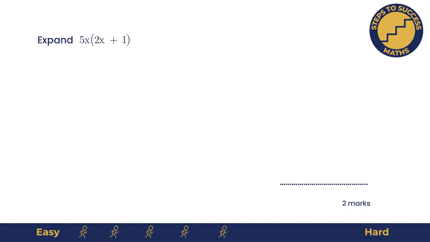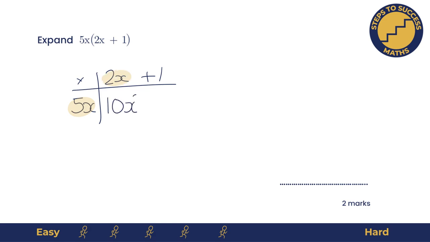Expand 5x(2x + 1). Okay, so here's our grid. 5x, 2x plus 1. 5 times 2 is 10. x times x is x squared. So we've got 10x squared. And then 5x times 1 is just 5x, and it's positive. 10x squared plus 5x.